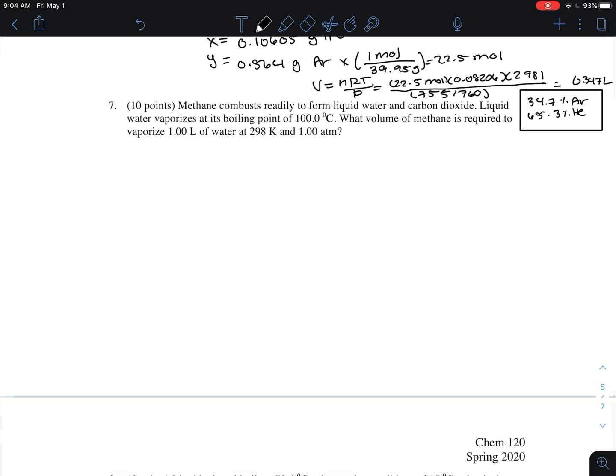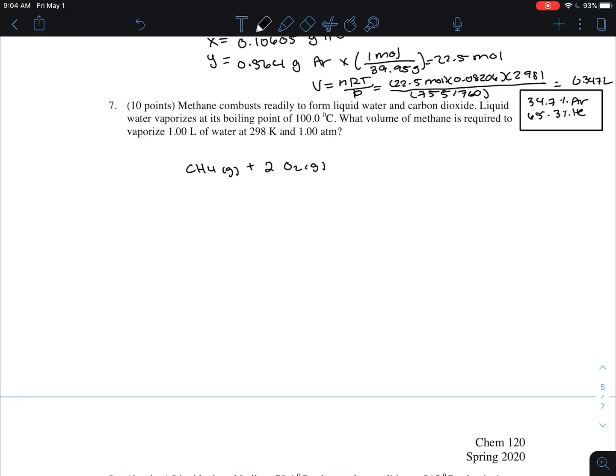Almost done. Methane combusts readily to form liquid water and carbon dioxide. Liquid water vaporizes at its boiling point of 100 degrees Celsius. What volume of methane is required to vaporize 1 liter of water at 298 Kelvin and 1 atmosphere?